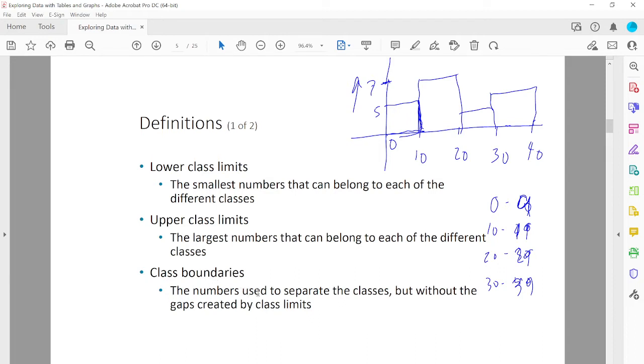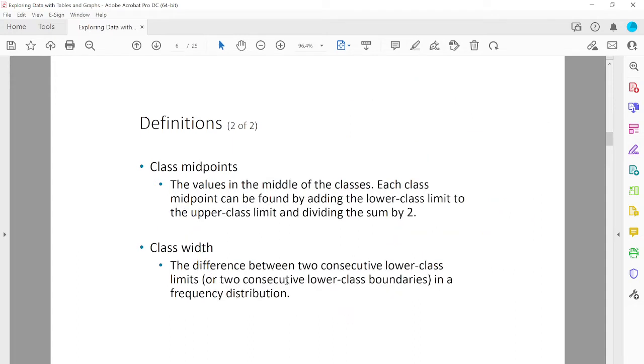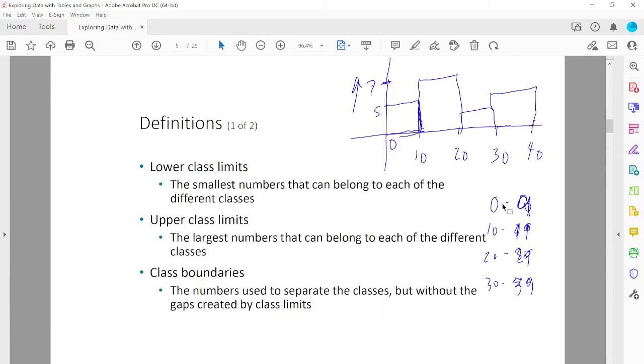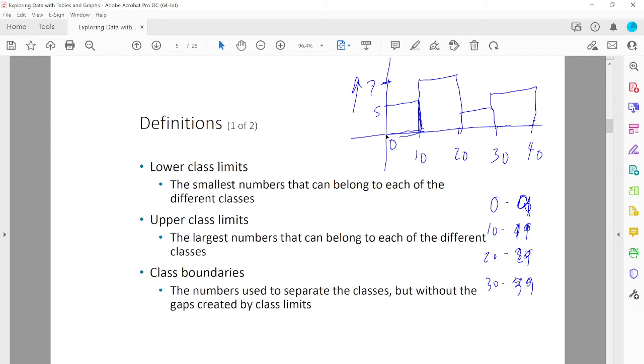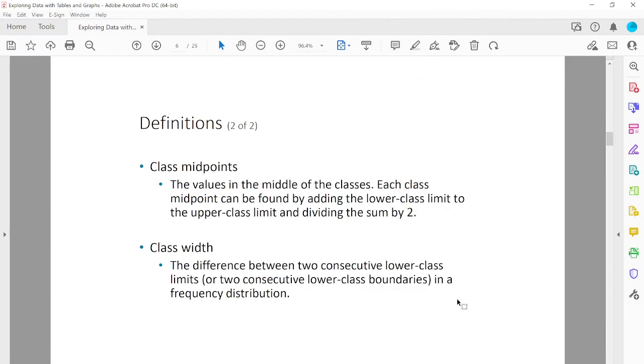Class boundary means the numbers used to separate the classes, but without the gaps created by the class limits. That's called class boundary. A class midpoint is the value in the middle of a class. So if you go back here to the classes, the middles of these intervals are 5, 15, 25, and 35. Those are the class midpoints. Class width is the difference between two consecutive lower class limits. As you can see, the difference is 10: 10 minus 0 is 10, 20 minus 10 is 10, 30 minus 20 is 10. That's called class width.